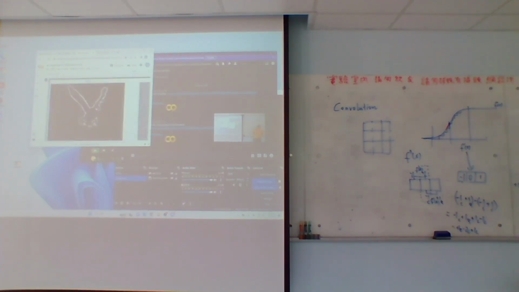So here's the output of our Laplacian of Gaussian on the image with the noise added. And here, in comparison, our Sobel edge detector.